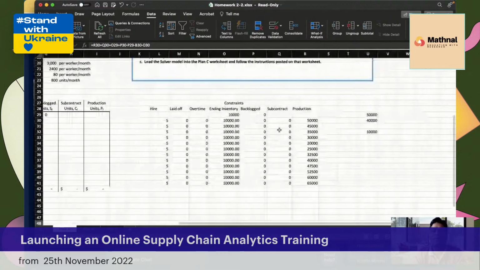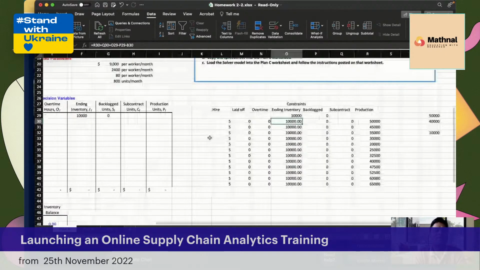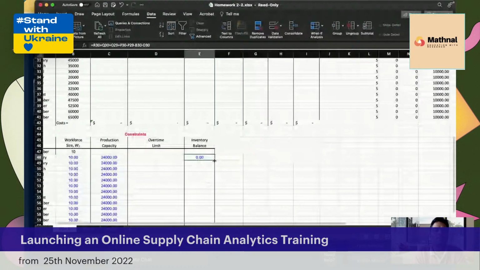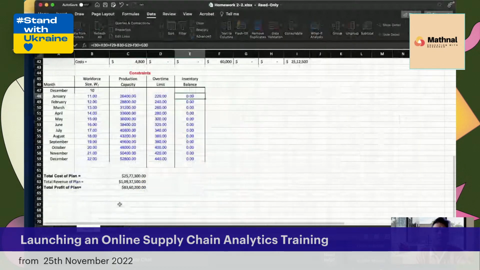What I'm doing here is that I'm going to add the production plus subcontract, okay, minus backlog of previous year plus backlog of current year, plus inventory of previous year minus inventory of current year, minus forecast. This is our balance. And I'm going to calculate the production capacity, the overtime over limit hours.